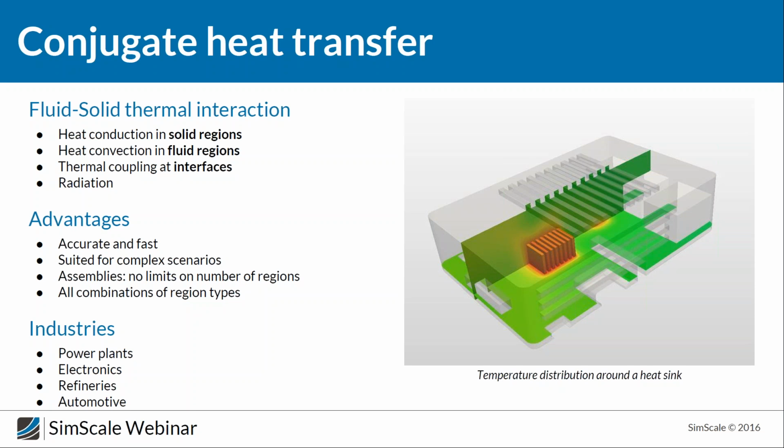In the solid regions, we are simulating the heat conduction. The heat conduction is basically the diffusion of heat due to direct contact. And in the fluid regions, we are dealing with convection of heat. This is the kind of transfer of thermal energy due to movement of the fluid elements. And of course, at the interfaces between these two regions, we have the thermal coupling. That's why the name is conjugate heat transfer, because we consider the transfer of mass and thermal energy at the same time, both in solid and fluid. Of course, we could consider other methods of heat transfer, for example, radiation.